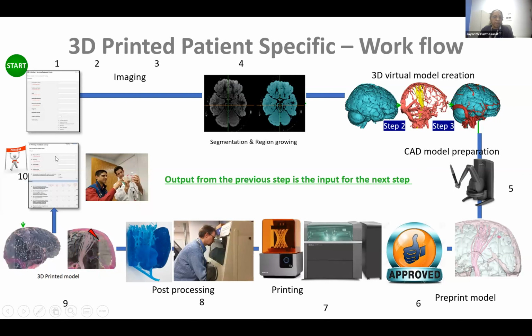Then we have our feedback form. Then we have the surgeons using it in the operatory. So there are several steps as we see, and each step has its own challenges, its pros and cons, and how we manage the whole thing is really important for us to get a good replica, a usable replica of the patient's anatomy.